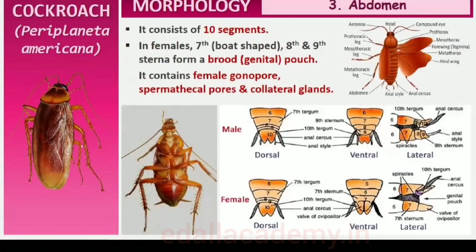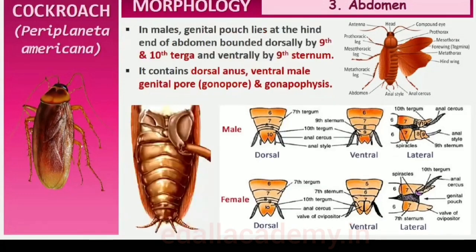The abdomen in both males and females consists of 10 segments. In females, the 7th sternum is boat-shaped and together with the 8th and 9th sternum forms a brood or genital pouch whose anterior part contains the female gonopore, spermathecal pores and collaterial glands.